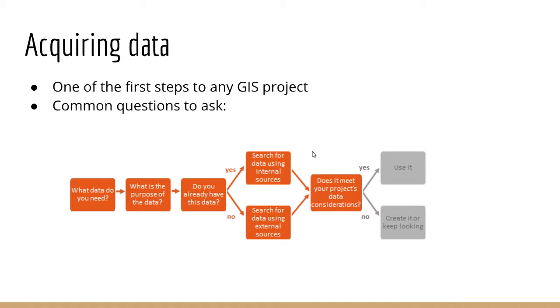So when you think about acquiring data, there are some steps that you go through for any GIS project, and acquiring data is one of the first things. You've got to get some data before you do anything else. So here are some common things to ask and to think about. What data do you need? Are you mapping floodplains, or are you mapping trails? What are you mapping? What kind of data do you need?